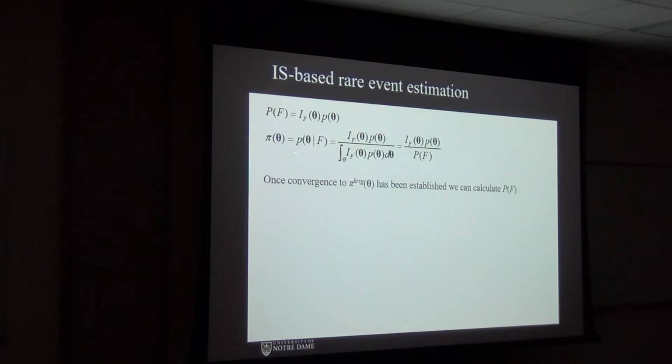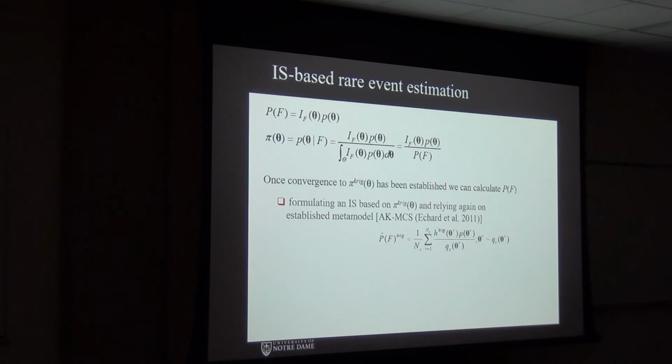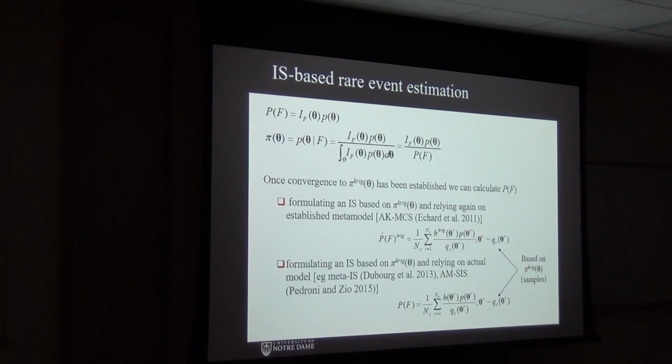So ultimately, your target density is your integrand that involves the indicator function. After you converge, there are two ways to evaluate this rare event. One is to completely rely on your meta model, which means that you're going to propagate all the errors that might exist in the meta model. The other is to rely on the meta model only to formulate your importance sampling density. Then you use your exact system to evaluate what your response is.